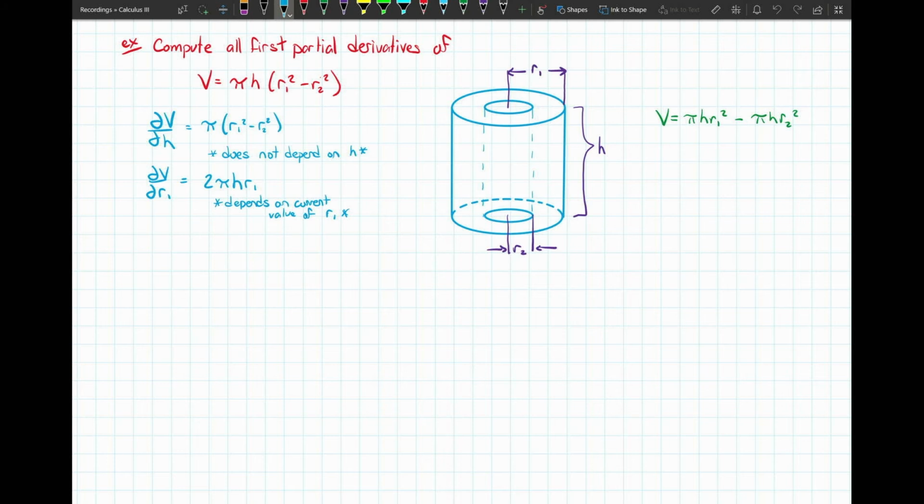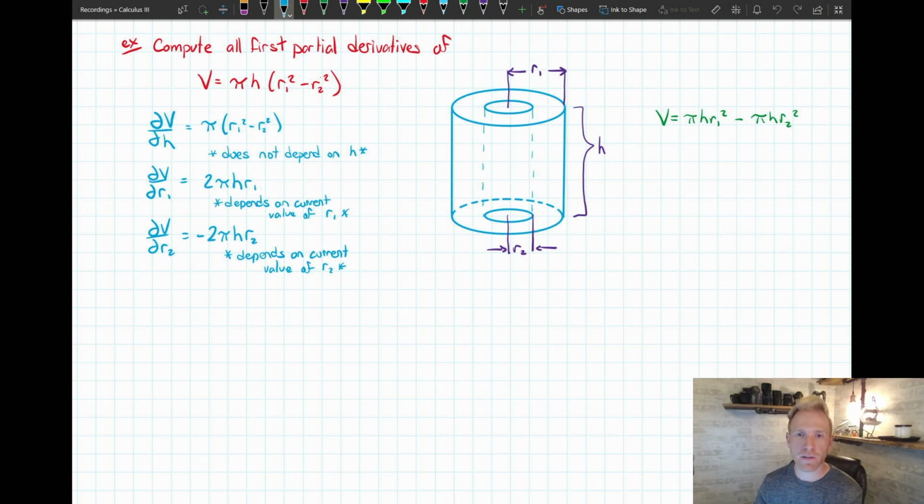Now last but not least, we can calculate the partial derivative of volume with respect to the inner radius. And it's very, very similar. We end up with negative 2 pi h R2. Of course, that also depends on the value of R2. Hopefully this makes sense as to why we have a negative sign. For any particular value of R1, R2, and h, if R2 starts to increase, we end up having a decrease in volume. That's because the hole in the middle of this cylinder is getting larger.